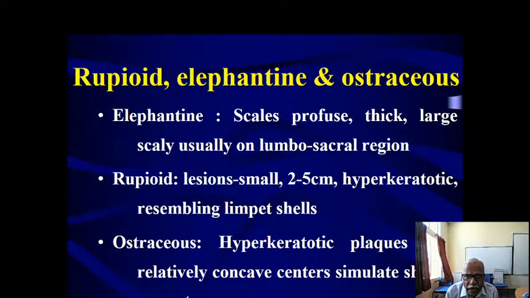The next is rupioid or elephant or ostraceous psoriasis. The pictures which I have shown already, so they are all elephant and rupioid. Ostraceous means it's a hyperkeratotic plaque, just like you see the oysters in the sea, where inside there is an oyster. The outer shell is called the shell. So inside you may see pearls or small frogs.